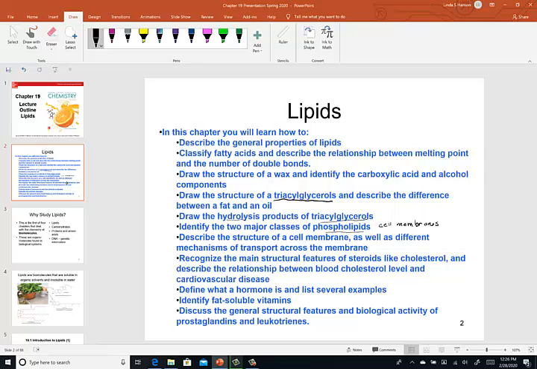Last chapter we talked about neurotransmitters. Here we'll identify fat-soluble vitamins and discuss the general features and biological activities of prostaglandins and leukotrienes. Leukotrienes, three double bonds.